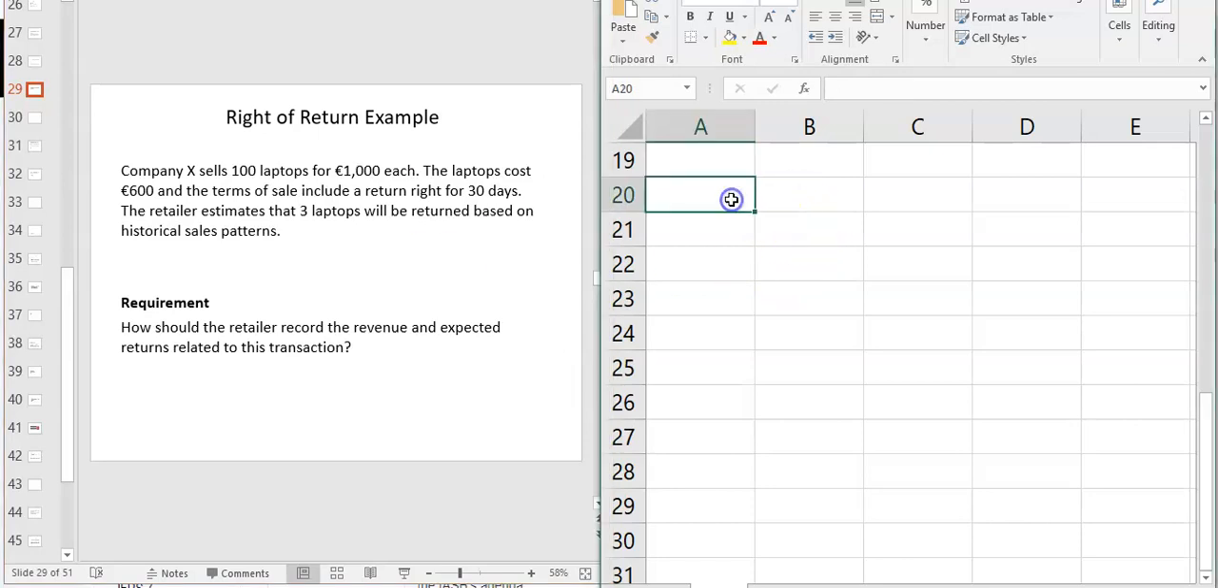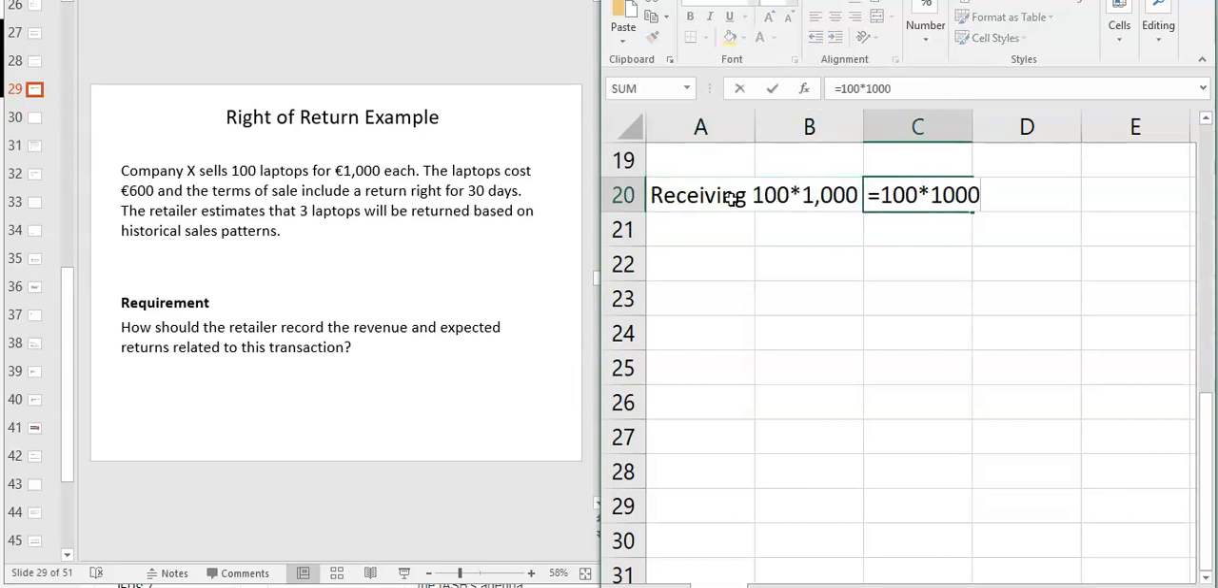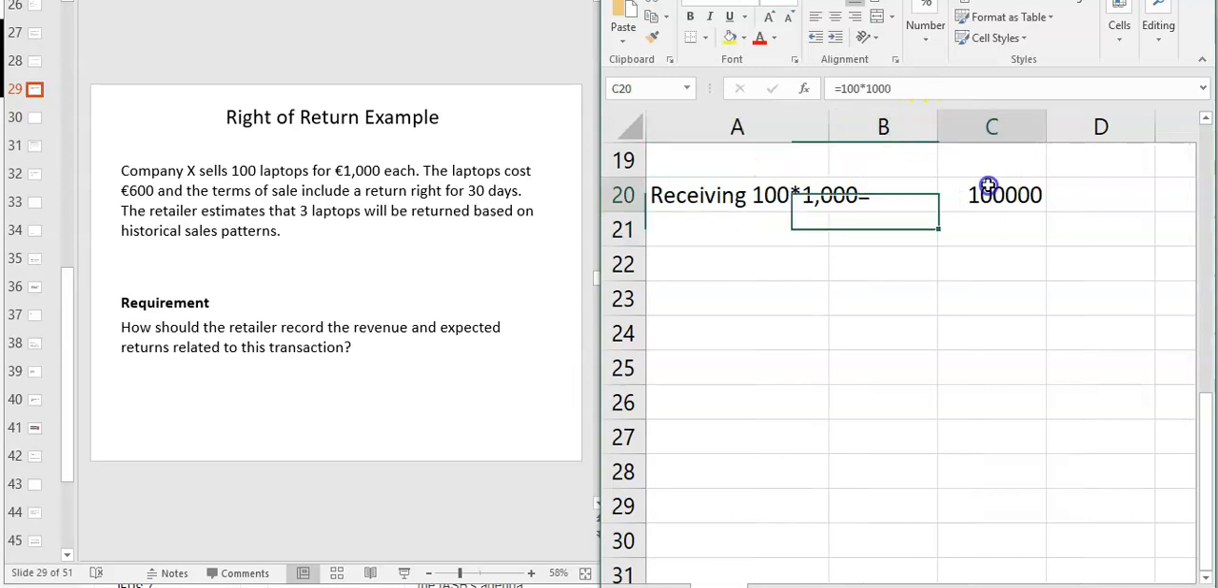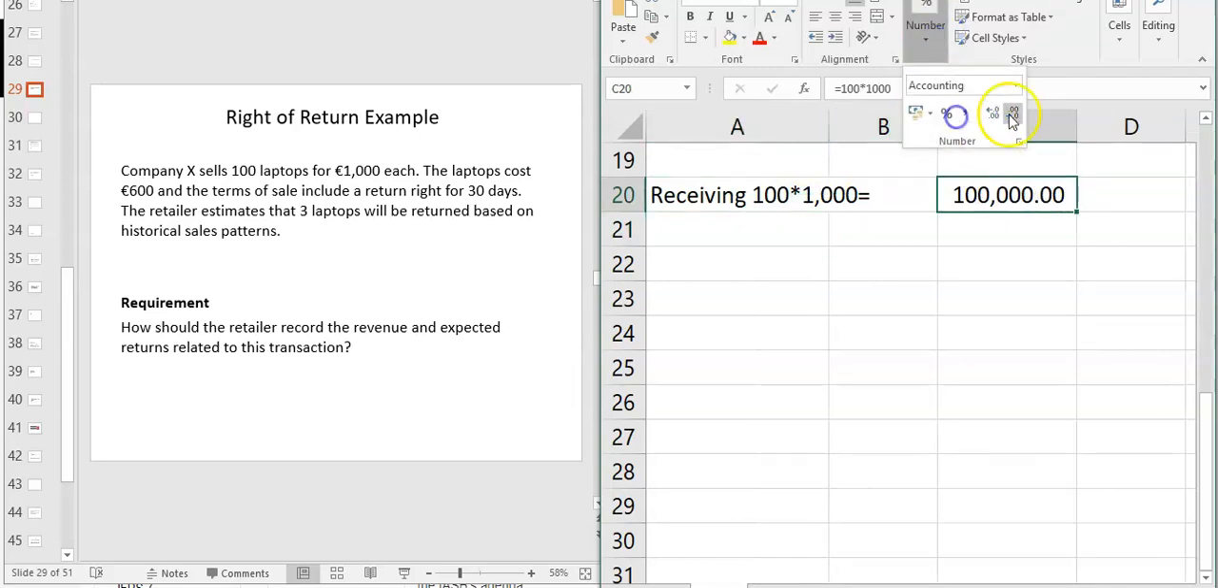So the first thing is they're receiving 100 times 1,000. So they are getting money in of 100 times 1,000, which is 100,000. So that's how much money they're receiving in. Because they're still being paid. They made the sales, they get the money in. So it's 100,000.